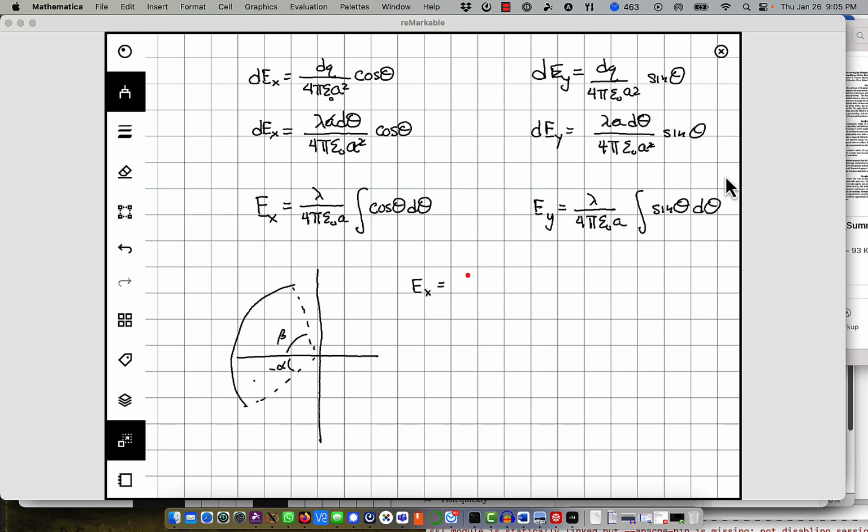So let's really write it all out. Lambda over 4 pi epsilon naught a, integral from minus alpha to beta of cos theta d theta, and Ey is lambda over 4 pi epsilon naught a, integral from minus alpha to beta of sine theta d theta, and voila, we have it. We're done.